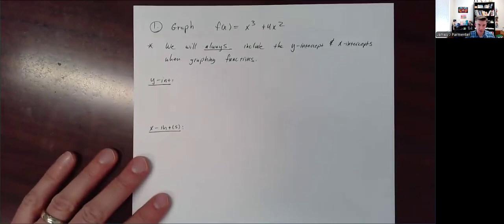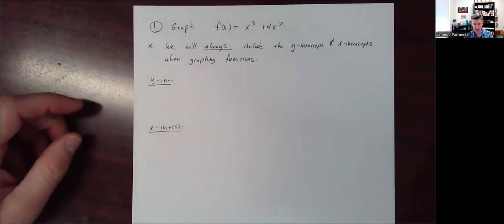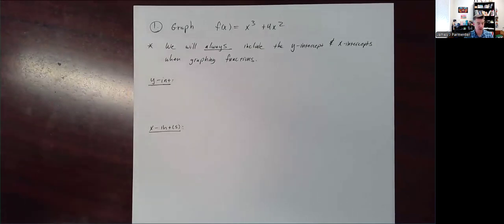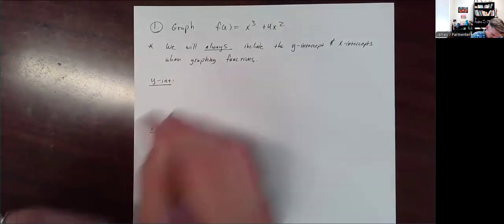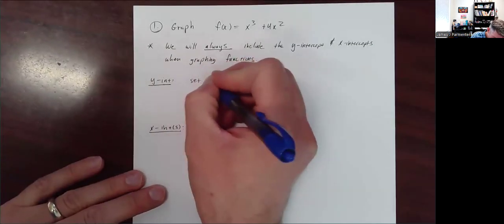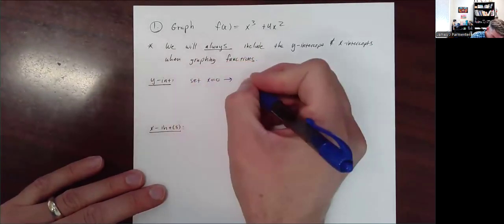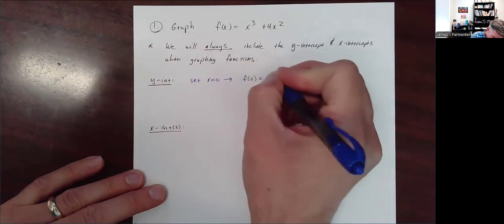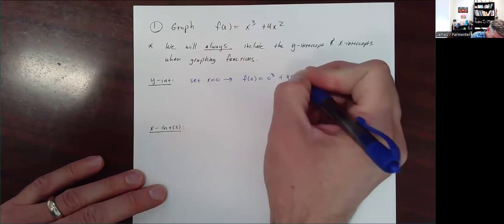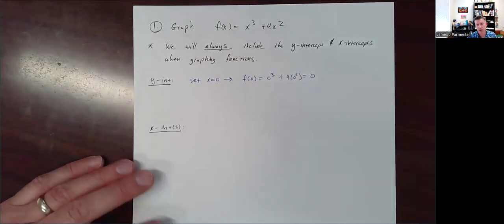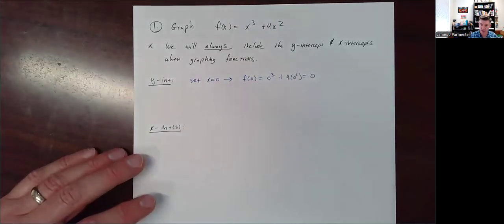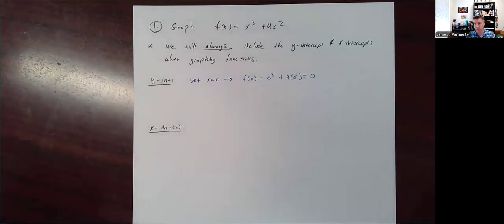So, first example, we're going to graph f of x equal to x cubed plus 4x squared. And just as a point of interest here, whenever we're graphing a function, we're always going to include the y-intercept and the x-intercepts. So, to find the y-intercept, set x equal to 0. You're going to get f of 0 equal to 0 cubed plus 4 times 0 squared, which in this case is just 0. And these first few are going to have a lot of y-intercepts that are just 0, but we'll have some that aren't.